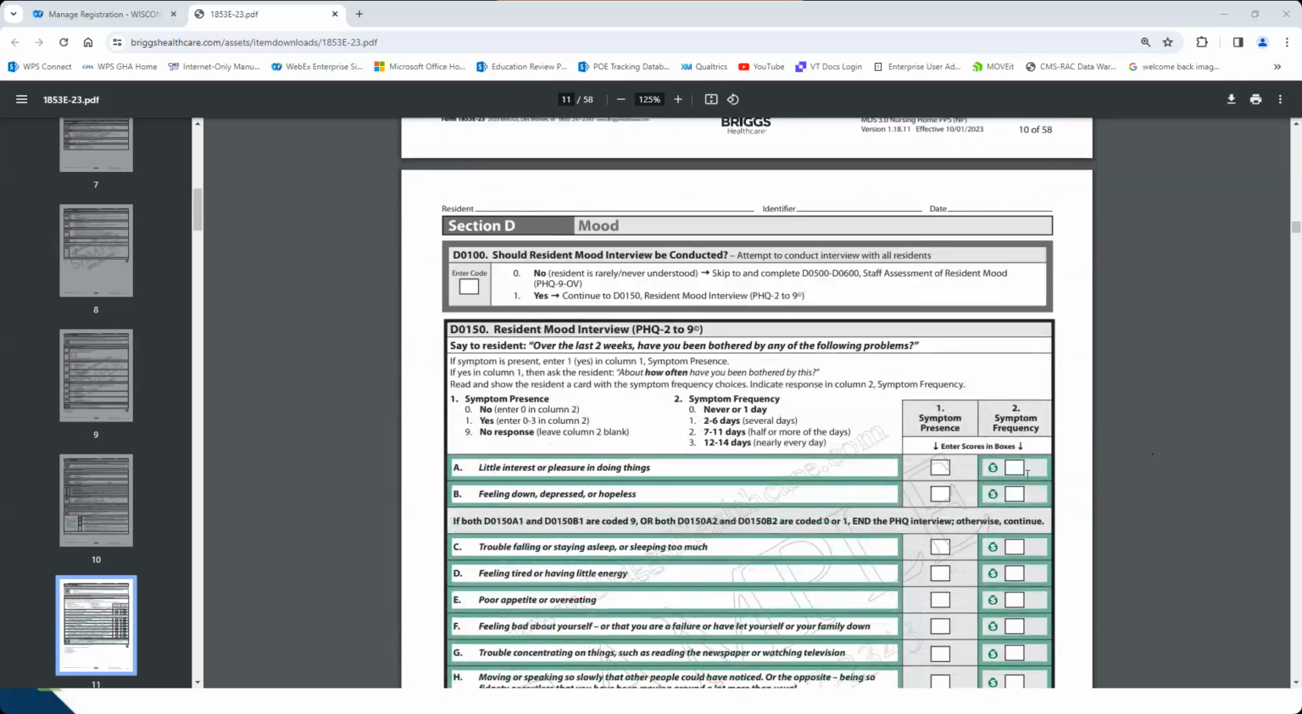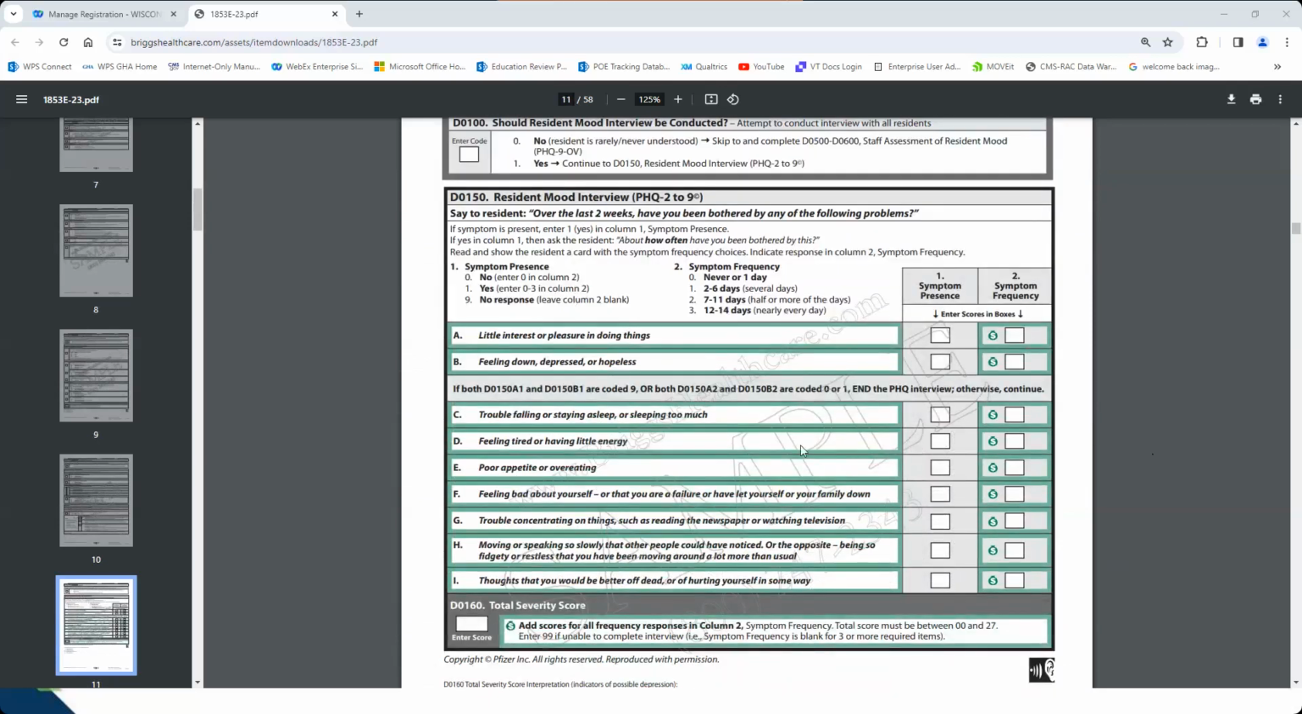As I scroll on, the next section is section D, and section D continues with mood. So this section also contains the PHQ-9 as well. So as with the BIMS, the PHQ-9 can be completed here and doesn't have to be recompleted again in additional documentation. However, findings should be indicated in the documentation to support the scores that you're reporting in your MDS, okay? So we need to see those things.